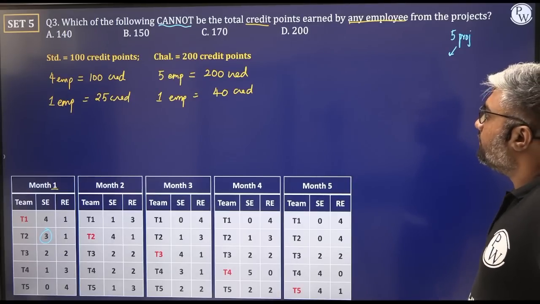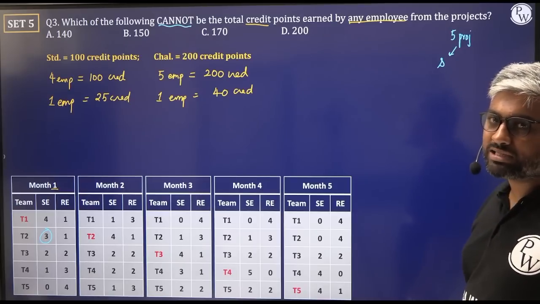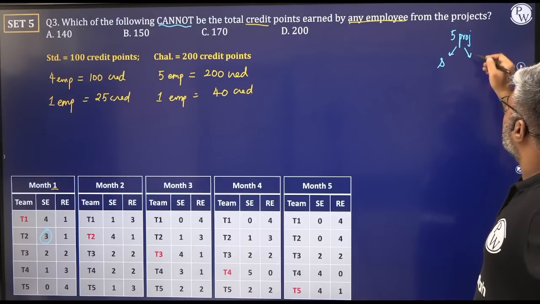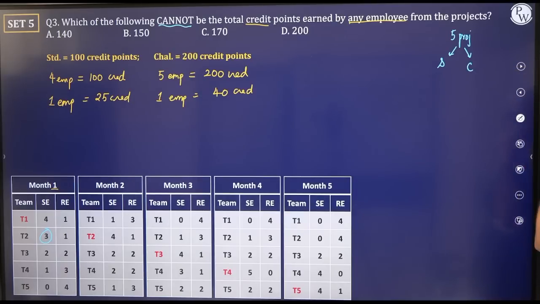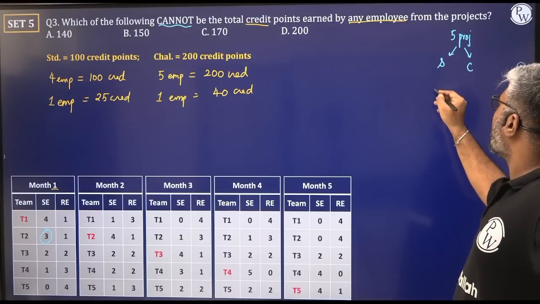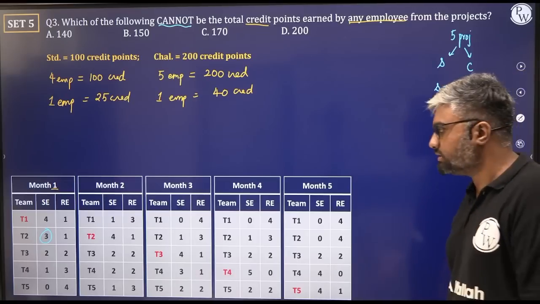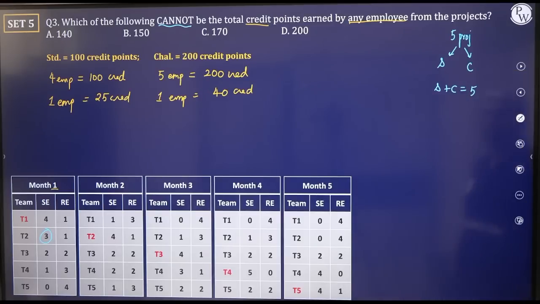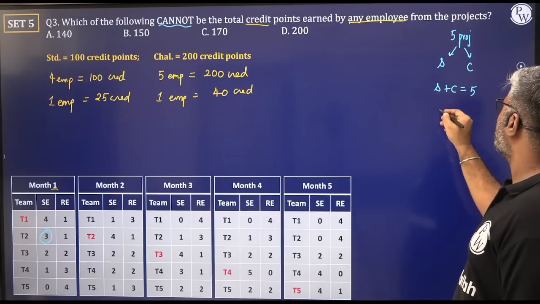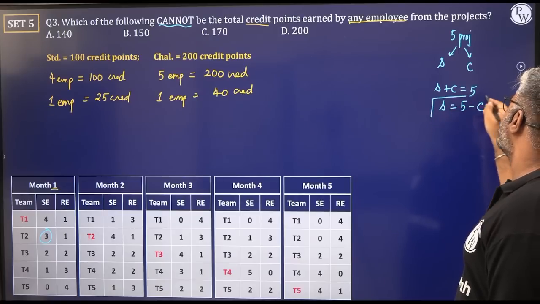Let's say they work for S number of standard projects. Each employee will work for S number of standard projects, and each employee will work for C number of challenging projects. Make sense? We know for a fact that S plus C will have to be 5, because totally an employee can only work in 5 projects. 1, 2, 3, 4, 5. So S plus C is 5, or in other words, S is equal to 5 minus C. Okay, let's keep this.